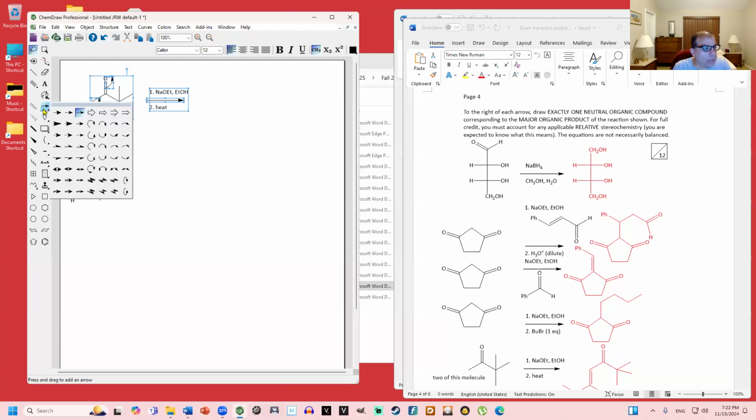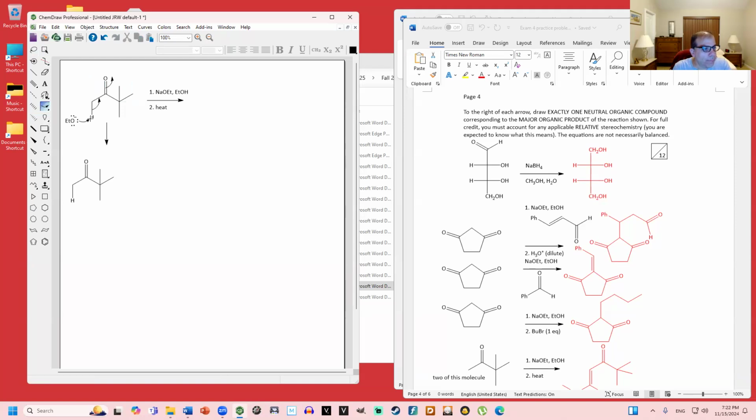Oh, I forgot to draw the arrow. There we go. That's better. So we deprotonate. We'll get the enolate, which looks like this. That enolate will then add into another molecule of the same.